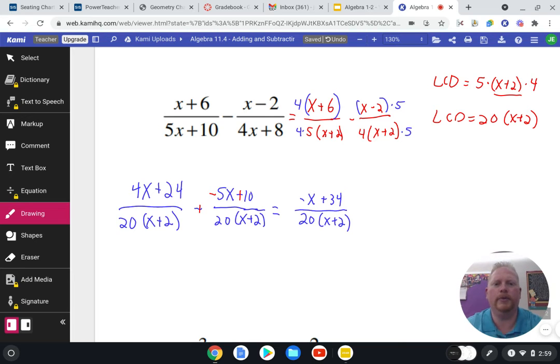Last thing I want to do is double check. Can this be reduced? Well, negative x plus 34 can't reduce. It can't be factored. And so, yeah, nothing cancels out. So that's going to be our final answer here: negative x plus 34 over 20 times x plus 2.